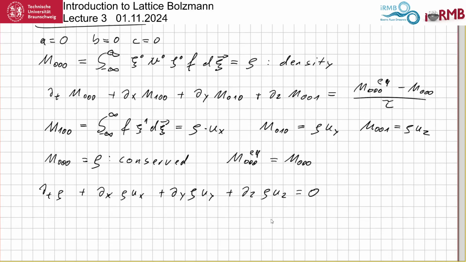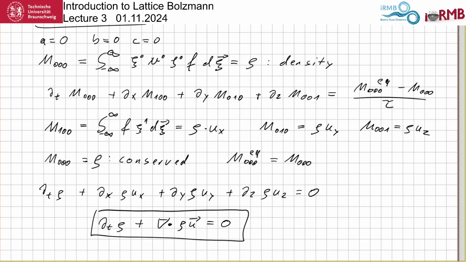So I can write this in a more compact way by saying that this is dt rho plus the divergence of rho times u is equal to 0. Okay? Familiar to anybody? So this is the continuity equation. This is true whether it's compressible or incompressible.